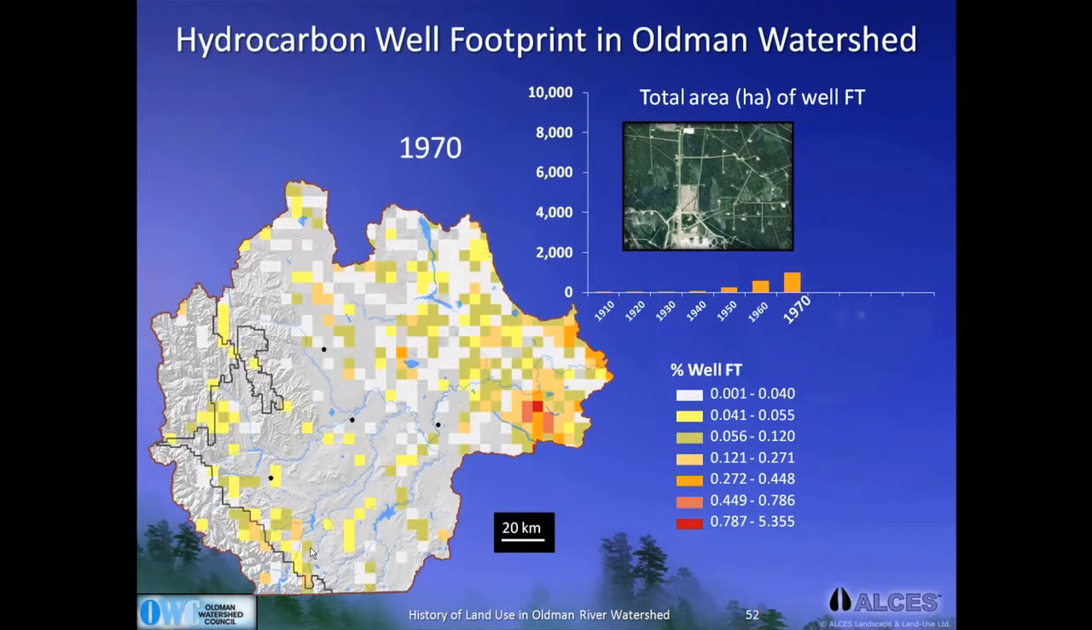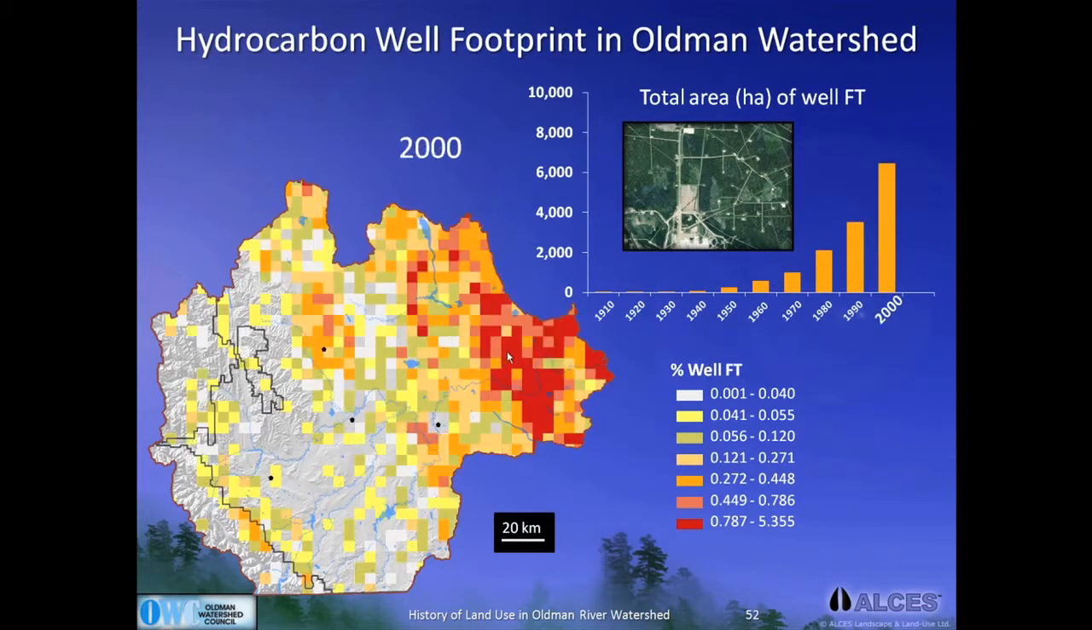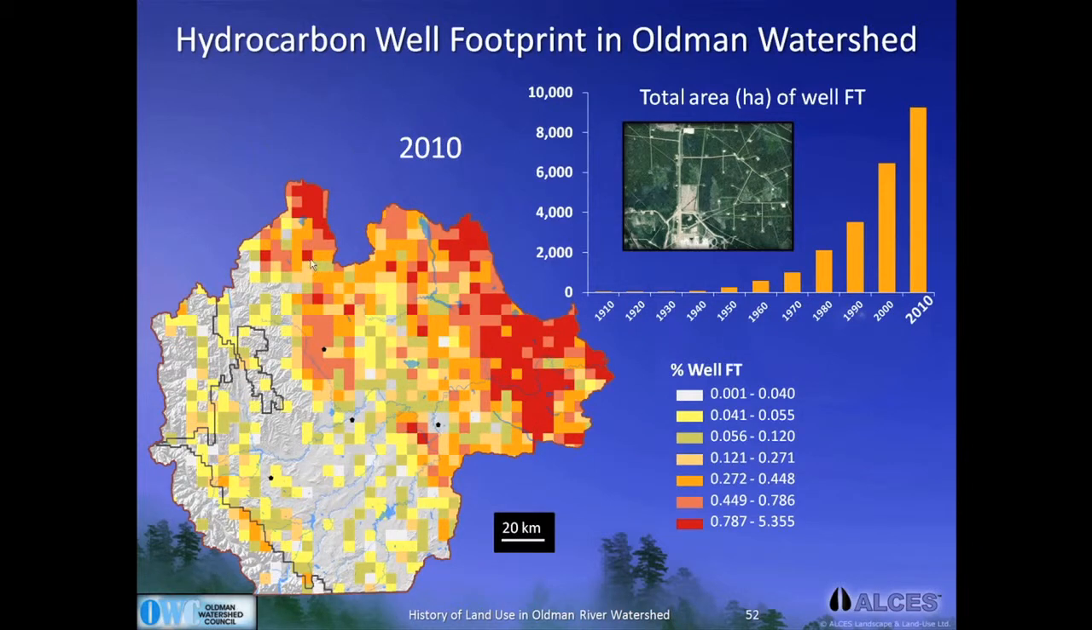And then there are some concentration areas here in the 1970s, significant wells in the very eastern edge of the basin, and that density increases through time. And it's primarily the eastern portion and the northern portion that have the bulk of the hydrocarbon wells that are producing in the basin today. About 9,000 of those wells, and here we get to see their distribution.